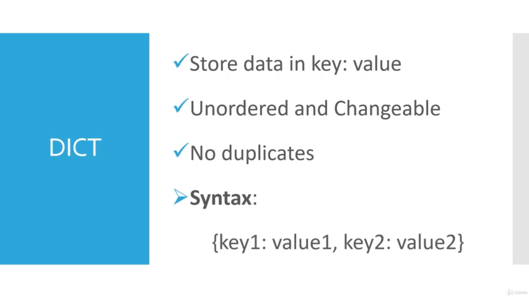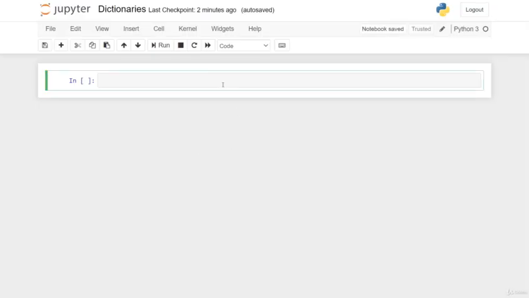Also, what is the meaning of changeable? Dictionaries are changeable, meaning that we can change, add or remove items after the dictionary has been created. That's it, simply. And there is a very important point, which is dictionaries can't have two items with the same key. That's it, simply. Now I'll show you a simple example of creating and printing a dictionary called new cars.